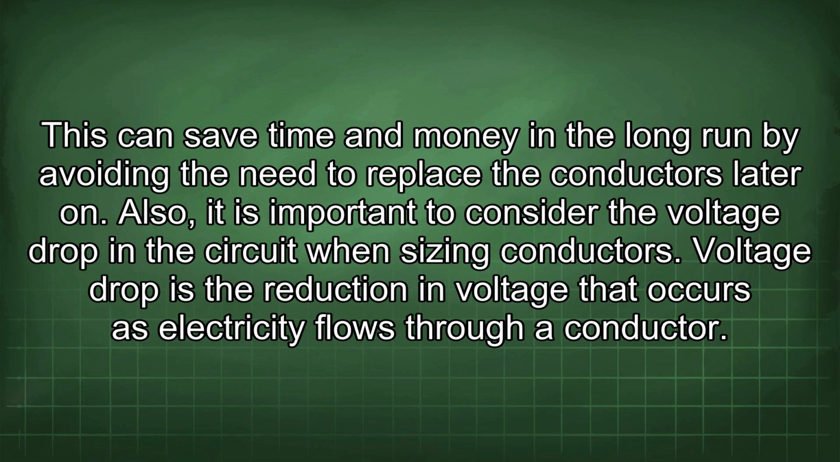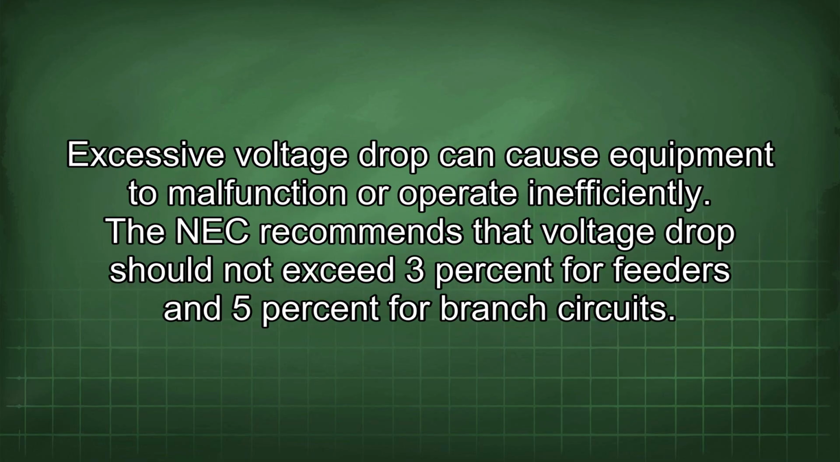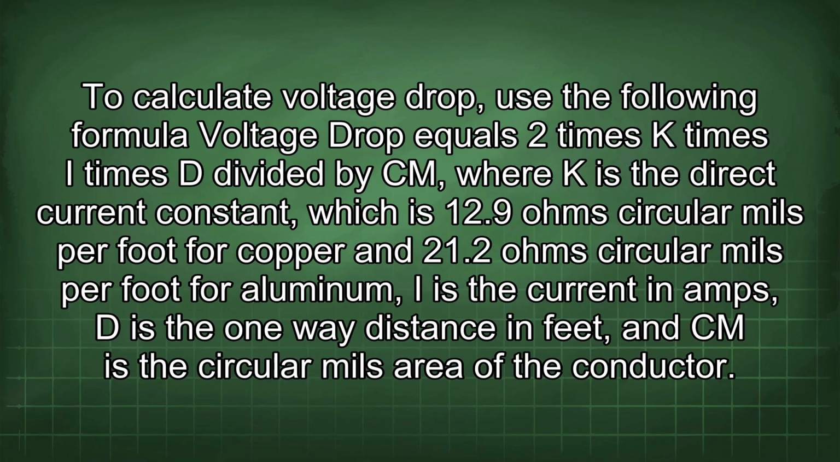Also, it is important to consider the voltage drop in the circuit when sizing conductors. Voltage drop is the reduction in voltage that occurs as electricity flows through a conductor. Excessive voltage drop can cause equipment to malfunction or operate inefficiently. The NEC recommends that voltage drop should not exceed 3% for feeders and 5% for branch circuits. To calculate voltage drop, use the following formula: voltage drop equals 2 times K times I times D divided by CM, where K is the direct current constant, which is 12.9 ohm-circular mils per foot for copper and 21.2 ohm-circular mils per foot for aluminum.